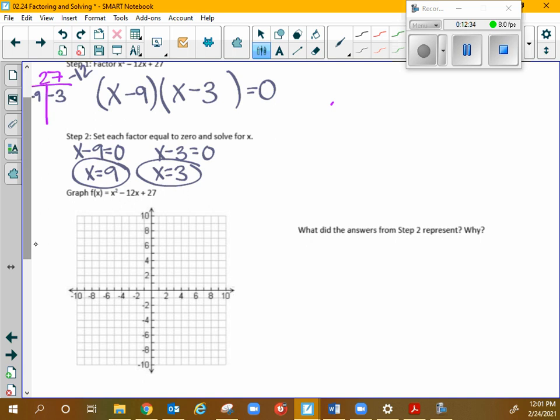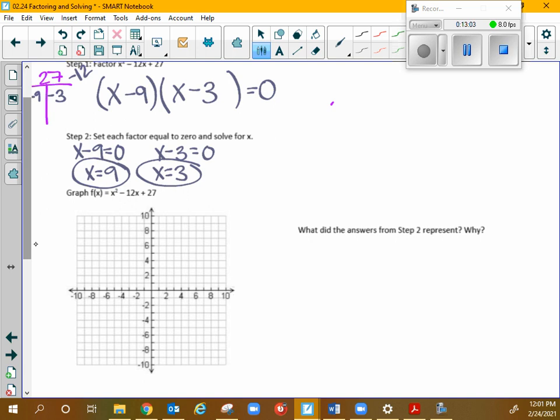What does the graph look like? A U. Okay, it is a U. That U is called a parabola.